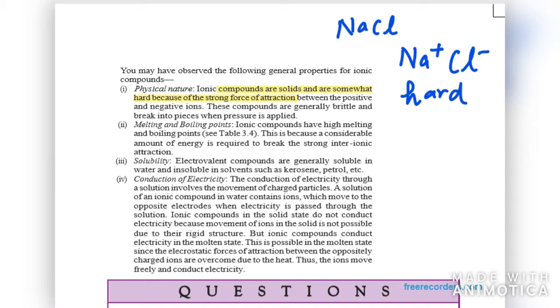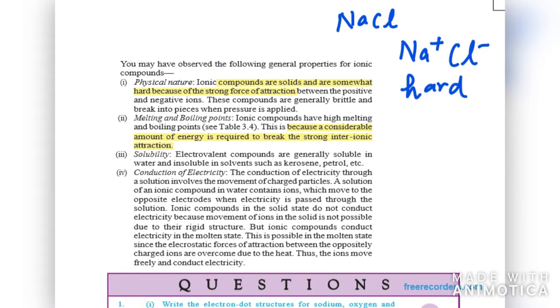Now the second is they have high melting and boiling point. Why they have a high melting and boiling point is because they have quite strong interionic attraction between them. So therefore they have high melting and boiling point. These are the very important questions from the viewpoint of board. So third one is solubility. These electrovalent compounds or ionic compounds are generally soluble in water. Their solubility is high with water, but not with solvents such as kerosene and petrol and so on.